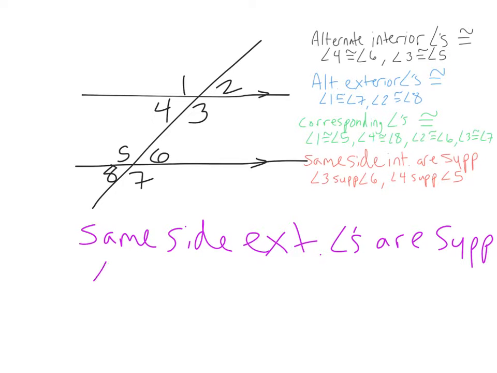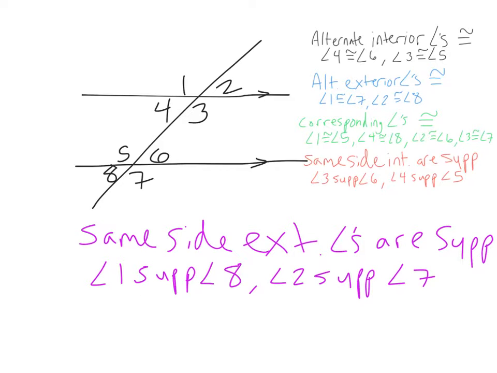So that'd be like angle 1 is supplementary to angle 8. Those are same side exteriors. Or how about angle 2 is supplementary to, you guessed it, angle 7. So we're on the same side of the transversal. That's what the same side refers to. And we're on the outside of the two parallel lines. That's what the exterior refers to.